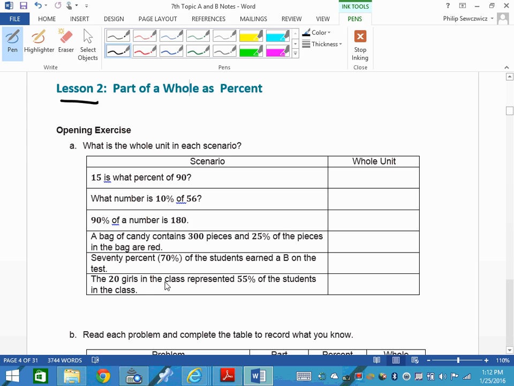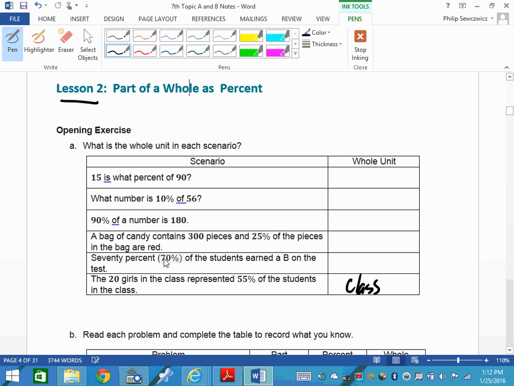The 20 girls in the class represented 55% of the students in the class. All right, so what's the whole amount that we are after here? Well, the 20 girls is representing the 55% of the students. Are they the whole amount? No, they're not. They're part of the class. The entire amount, the whole unit, is our class here. The entire class.